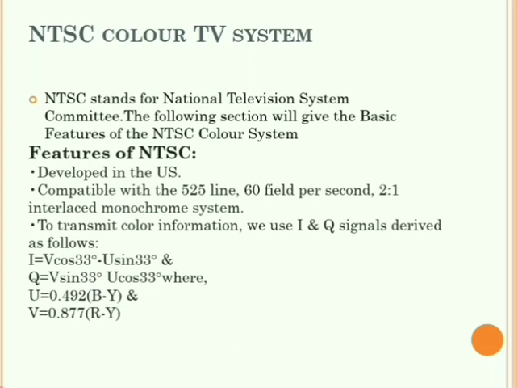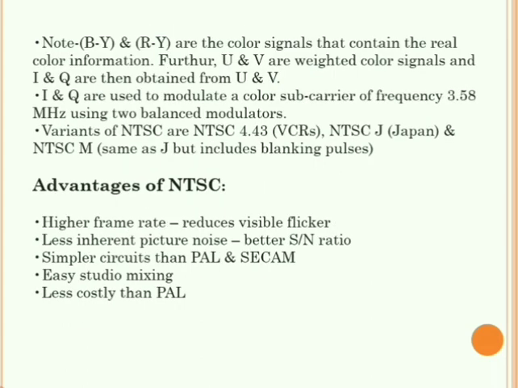I and Q signals are used for transmitting the color information over the color television. I is equal to V cos 33 degrees minus U sin 33 degrees, and Q is equal to V sin 33 degrees plus U cos 33 degrees, where U is equal to 0.492 (B minus Y) and V is equal to 0.877 (R minus Y). This is nothing but the equation for the I and Q signals, which are used for transmission of color information, where B minus Y and R minus Y are the color signals that contain the real color information.